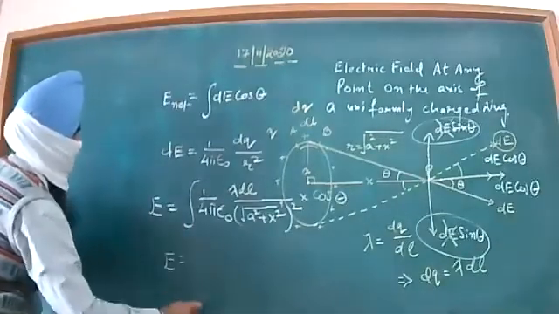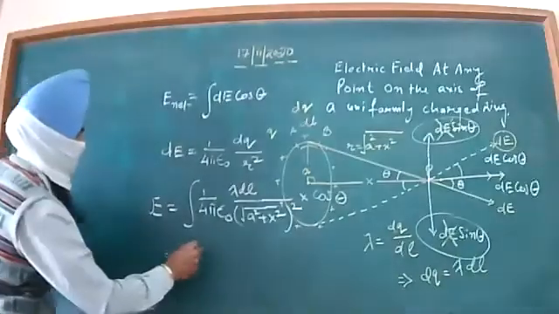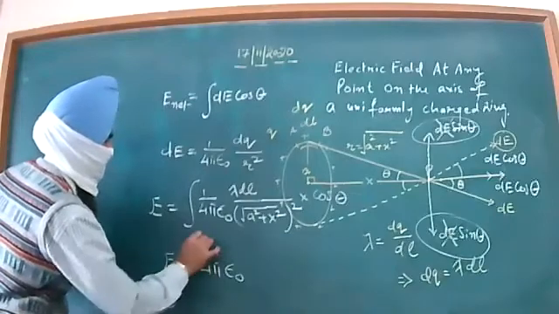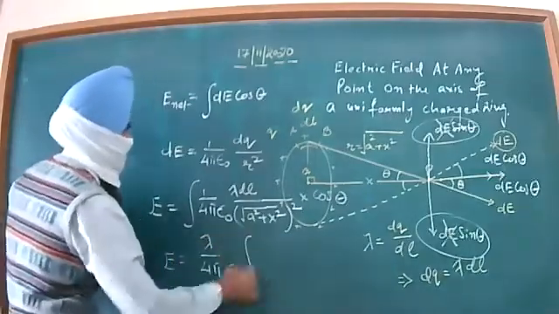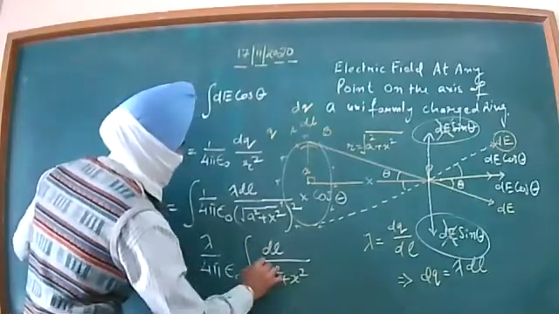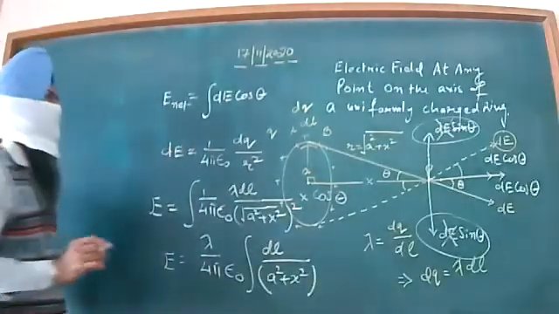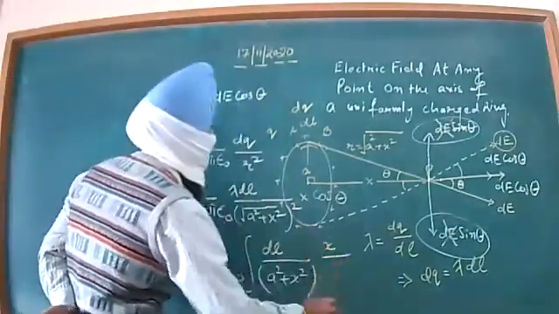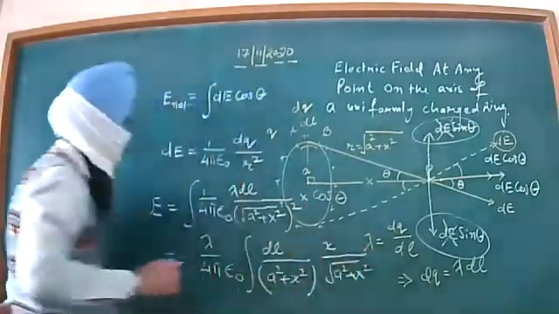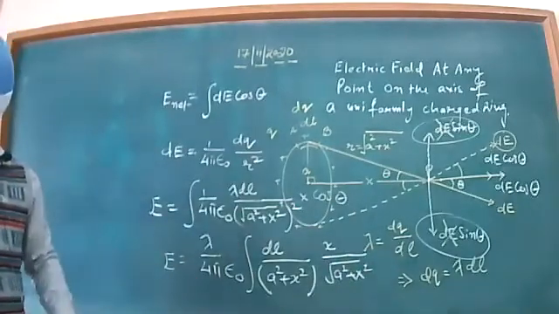E net, the electric field intensity, let me take the constants out of the integral. So it will be lambda by 4 pi epsilon naught, integral dl upon a square plus x square, the square and square root getting cancelled, into cos theta. This is equal to x upon the square root of a square plus x square. So this is the electric field intensity at that point.